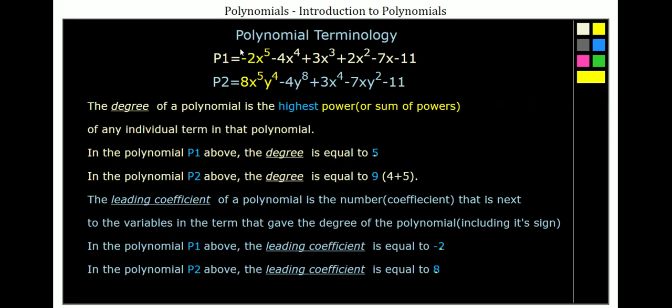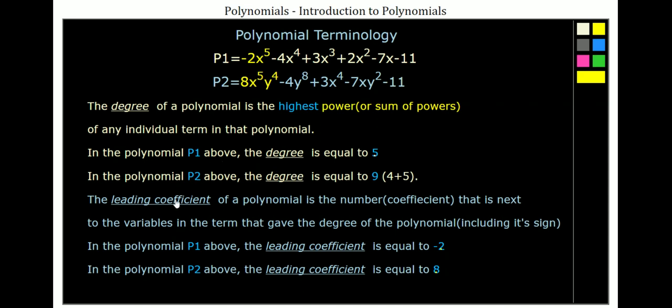So quick review, we have a couple more things we were trying to learn here. We were trying to learn about the degree, which is just really the highest power in that polynomial. So here it was 5. Here in the P2 is a little more tricky. We had to add the 5 and the 4 together to get the 9. Okay, so that's the degree of the polynomial.